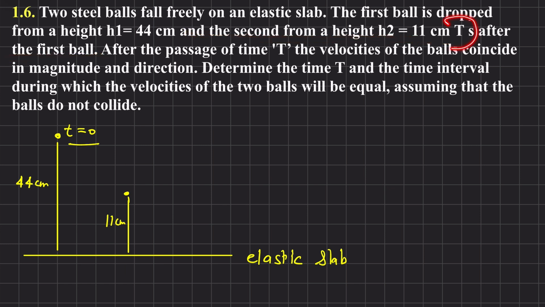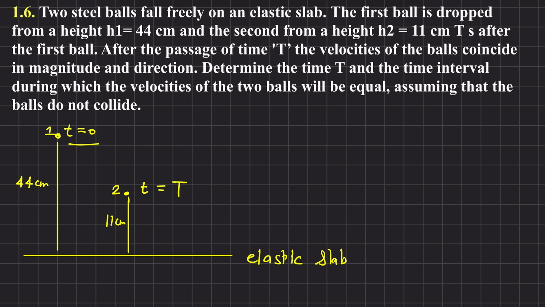Generally in Krotov it is written tau, but I was not getting that symbol in my iPad, so I put it like t only. So this is tau only, the time interval. After t seconds, after the first ball has been dropped, the second ball has been dropped, guys. So this is, let's say, the first ball, and this is your second ball, and it has been dropped at t equal to capital T or tau, whatever you want to write.